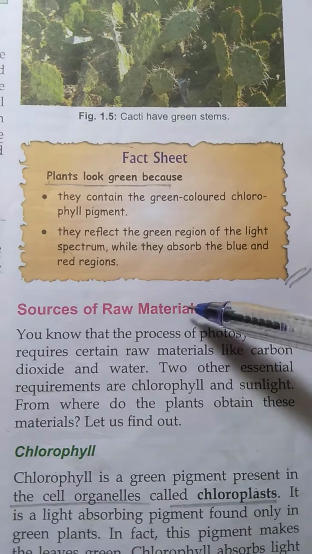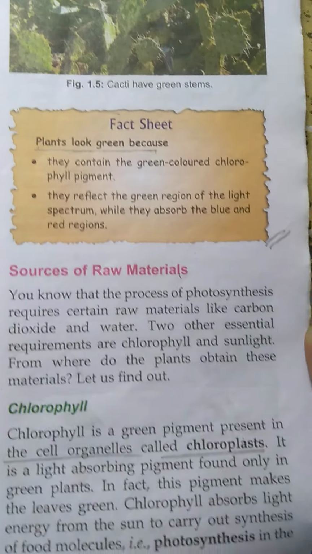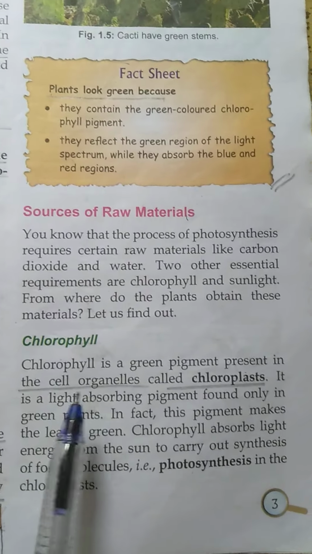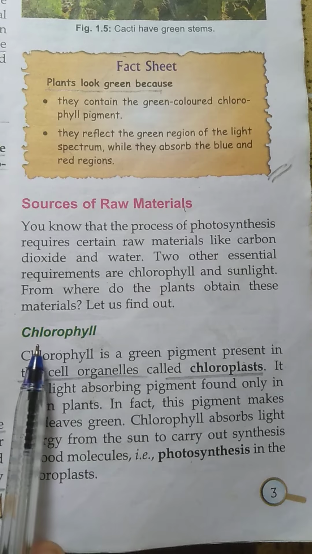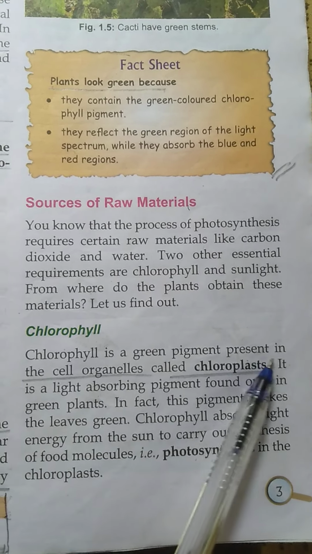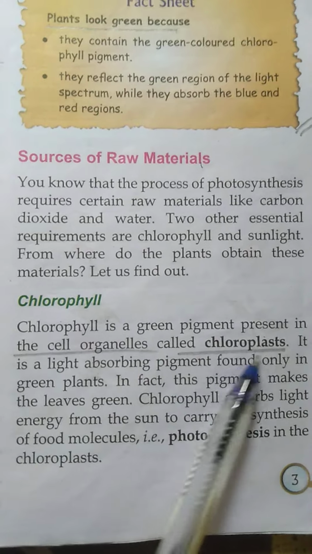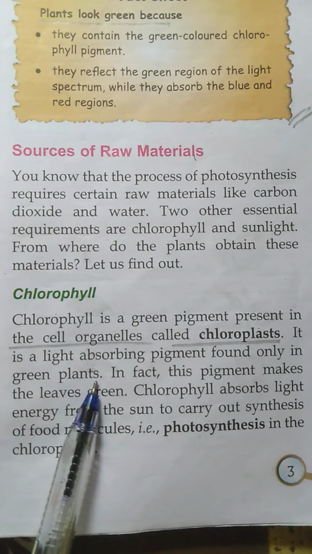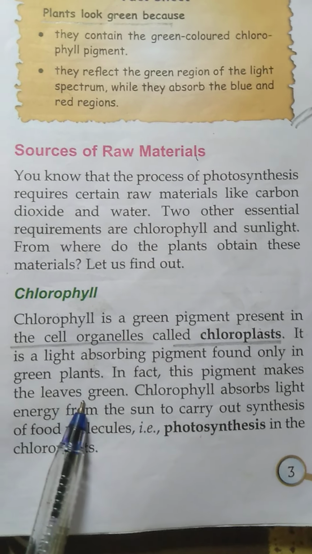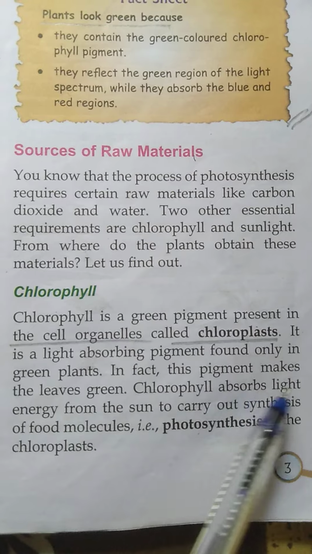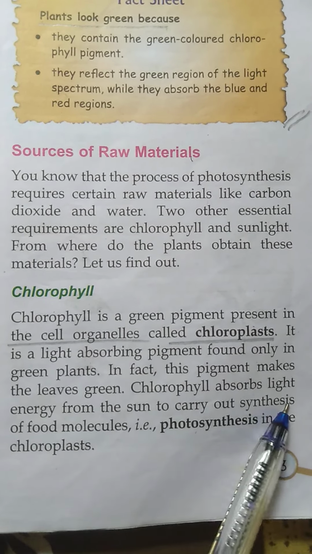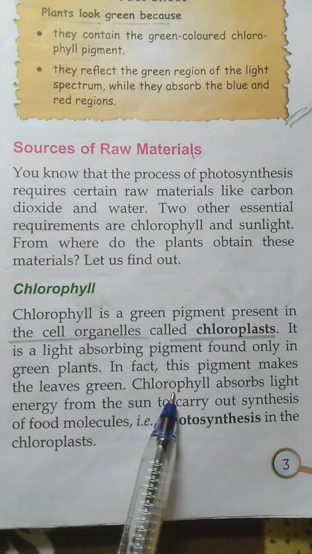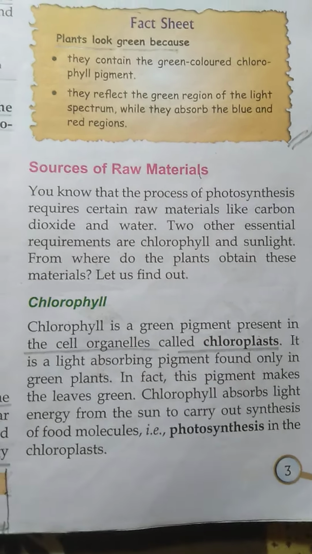Next are the sources of raw materials. The sources of raw materials that the plant uses are chlorophyll and sunlight. Now one by one we will describe these. What is chlorophyll? It is a green pigment present in the cell organelles called chloroplasts. It is a light absorbing pigment found only in green plants. In fact, this pigment makes the leaves green. Chlorophyll absorbs light energy from the sun to carry out synthesis of food molecules, that is photosynthesis, in the chloroplast. This is the importance of chlorophyll.